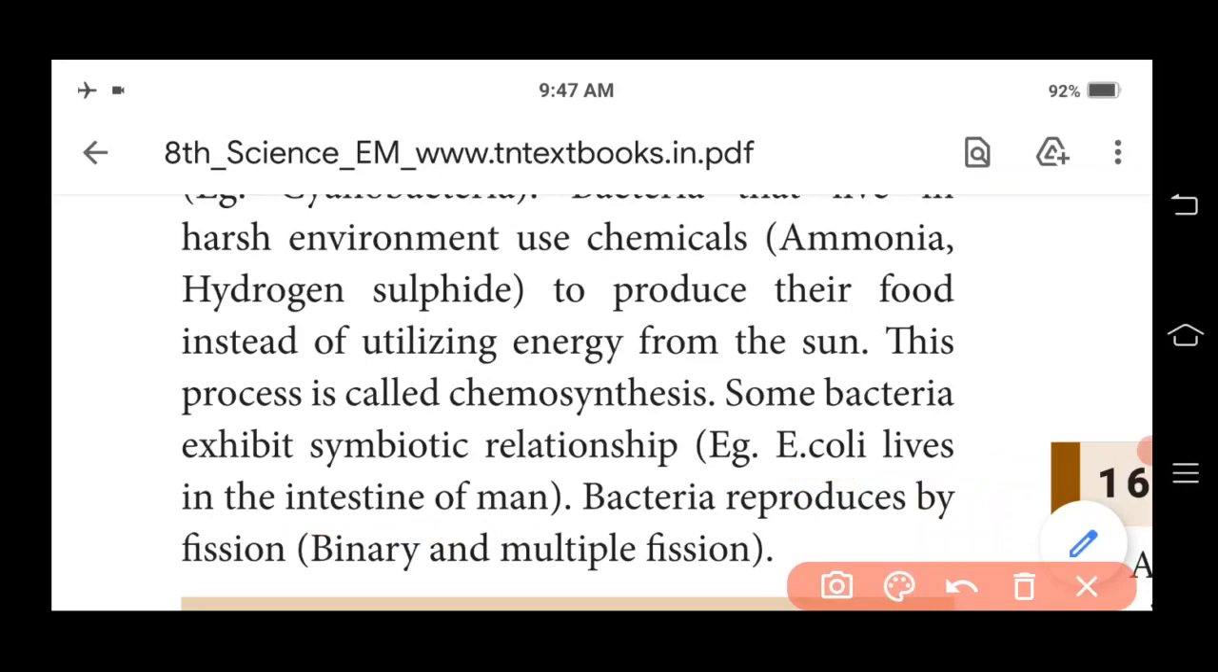And then bacteria reproduce by binary fission and multiple fission. So this you will study in your higher classes in detail.